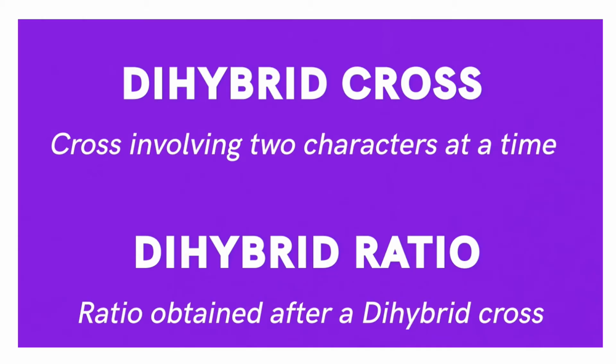So now let us consider the concept of dihybrid cross. The cross that involves two parameters at a time is called a dihybrid cross, and the ratio obtained will be a dihybrid ratio.